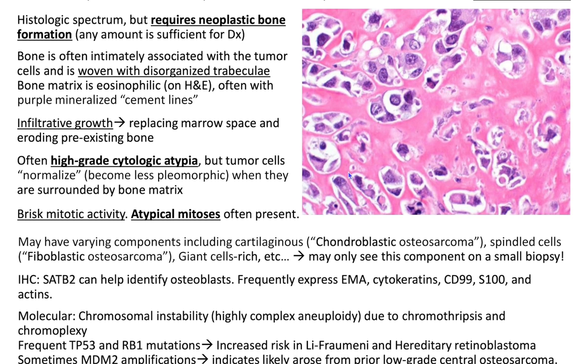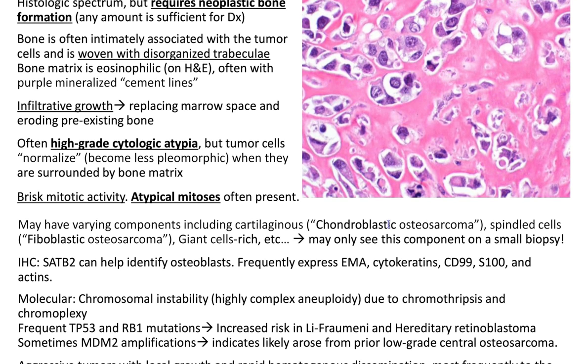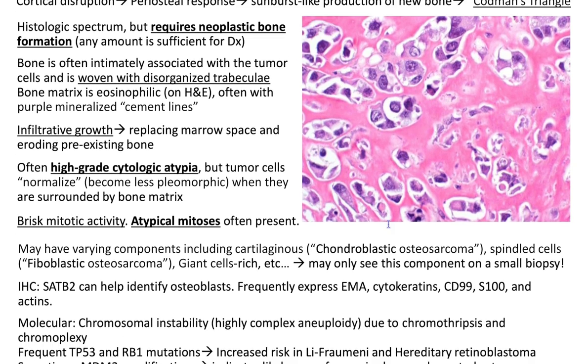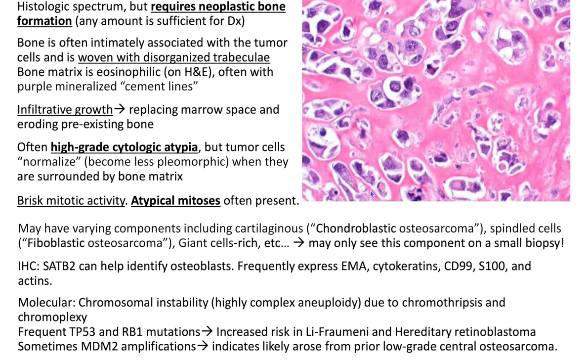Architecturally, osteosarcoma will have the tumor intimately associated with the regular bone, and it's woven with disorganized trabeculae. They'll have infiltrative growth where it replaces the marrow space and erodes pre-existing bone, and hence the kind of stepwise reaction of the Codman's triangle. And it often has high-grade cytologic atypia, as you can see here. It's important to note that they do normalize or become less pleomorphic when they are surrounded by bone matrix. You can often see atypical mitoses.